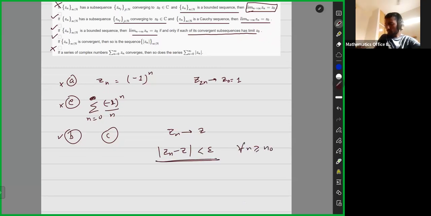So even if you take a subsequence, any subsequence, there will be terms after n naught. They all will become epsilon close to Z. Okay, so they will have the same limit Z. This is how we understand this solution, right?